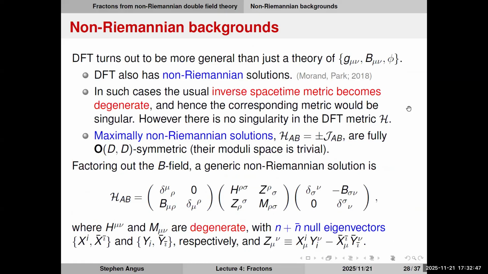And we can express a general non-Riemannian solution like this, and for simplicity, I factored out the B field. It's some kind of additional O(D,D) rotation. But the main ingredient is the central part, where we have an H_mu nu and an M_mu nu on the diagonal elements, and these are both degenerate, and they have n plus n bar null eigenvectors, x bar and y bar, and this z here is just a combination of those. So having these off-diagonal components is a hint of having non-Riemannian geometry.